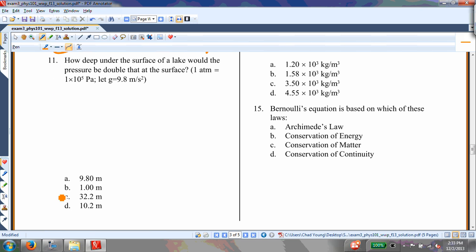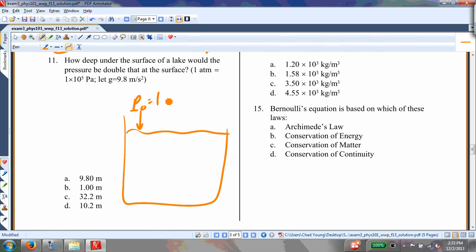How deep under the surface of the lake would the pressure be double that at the surface? Right, so if I imagine the lake, the pressure at the surface is 1 atmosphere. All right, so I want to know where in the lake the pressure is equal to 2 atmospheres, or 2 times 10 to the 5th. So I want to know H for this. So say P is equal to P naught plus rho GH. My P is 2 times 10 to the 5th pascals.